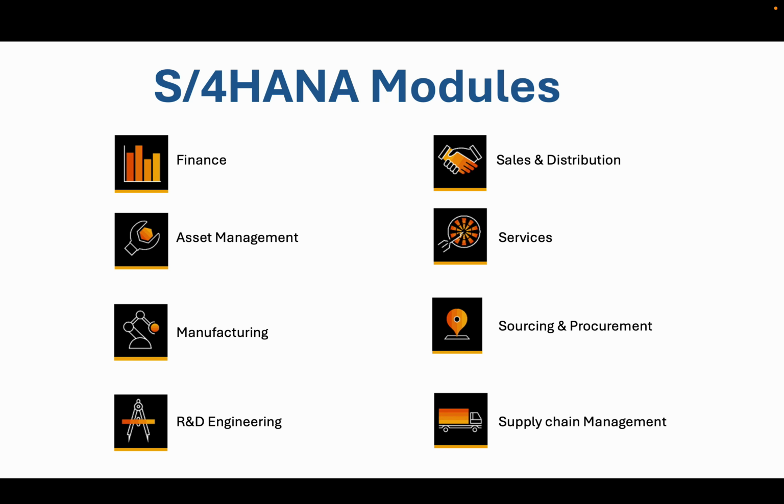S4HANA offers various types of functionalities, or you can call them modules or capabilities, which include sales and marketing, finance, manufacturing, supply chain management, professional services, asset management, research and development, sourcing and procurement, and human resources.